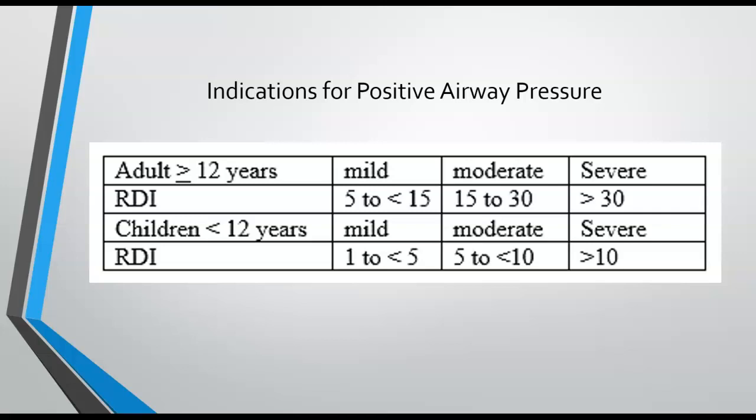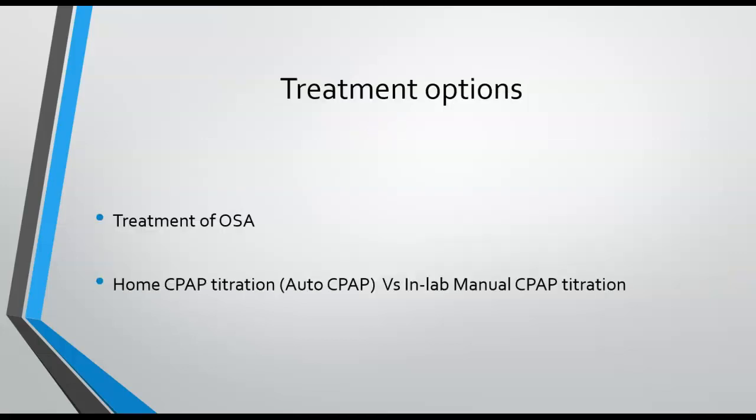So we'll be discussing mainly the titration guidelines. So what are the treatment options when somebody is diagnosed with obstructive sleep apnea? As I said during the sleep disorder discussions, it has been discussed: weight management, surgical options, CPAP, lifestyle changes, positional therapies, mandibular advancement devices, etc. Today we will be discussing only the CPAP titration side.